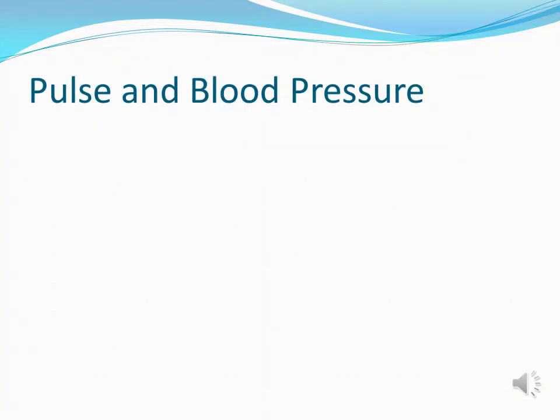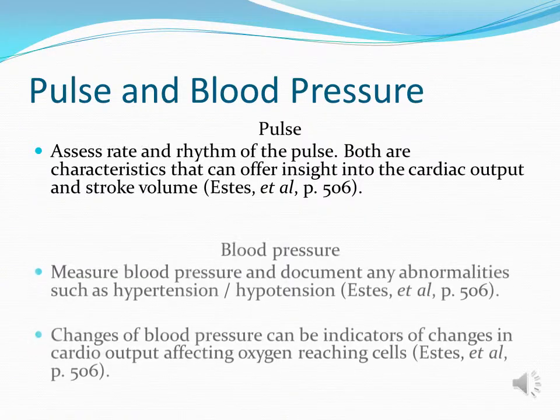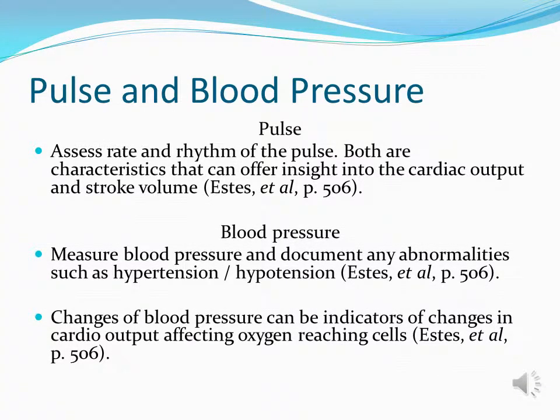Pulse and blood pressure. Pulse. Assess rate and rhythm of the pulse. Both are characteristics that can offer insight into the cardiac output and stroke volume. Blood pressure. Measure blood pressure and document any abnormalities such as hypertension or hypotension. Changes of blood pressure can be indicators of changes in cardiac output affecting oxygen reaching cells.